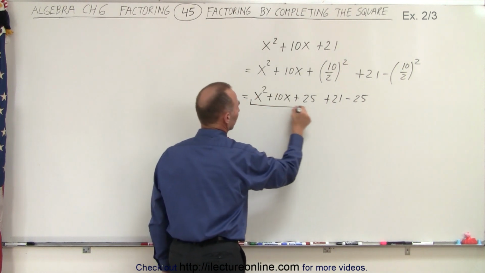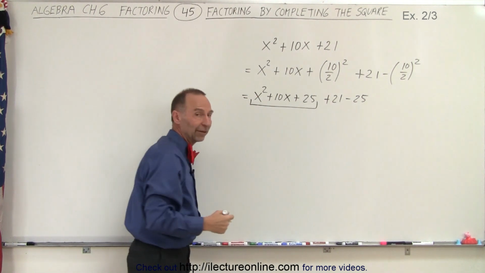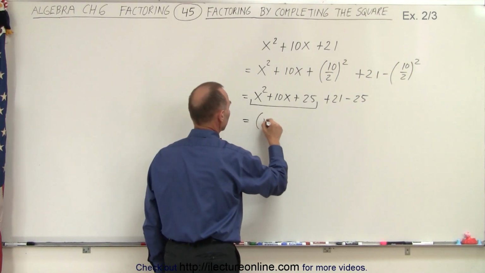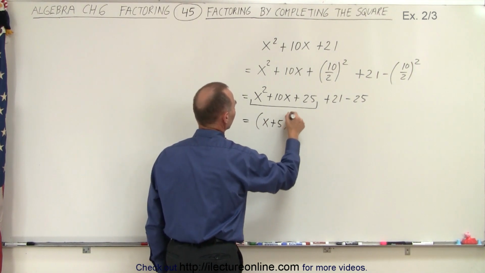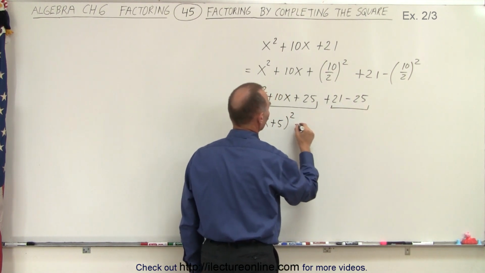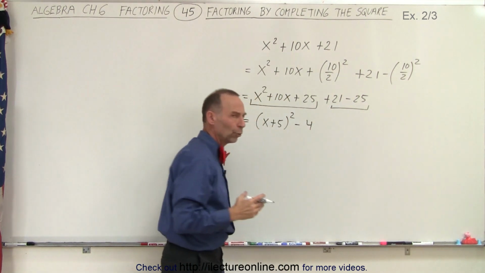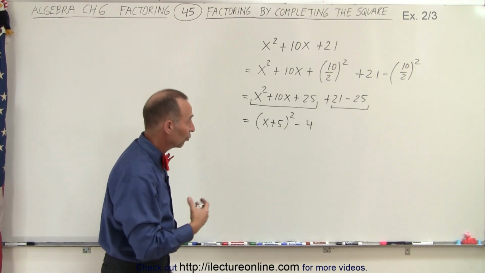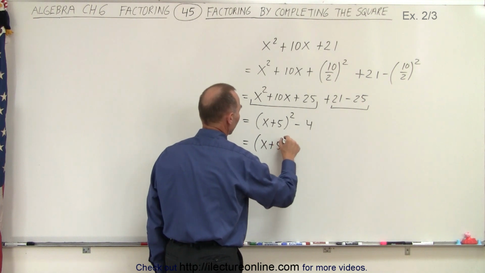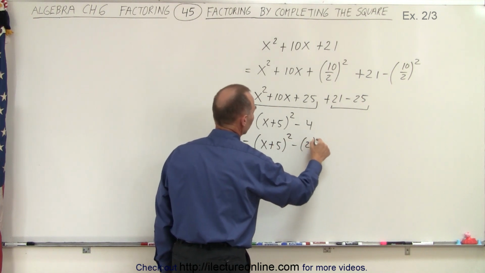So when you take a look at the first three terms, we realize that's a perfect square. We can factor that, and this therefore becomes the quantity x plus 5 squared. And the last two here, when we add those two together, that gives us a minus 4. And then you realize that a 4 can be written as 2 squared. So this is equal to the quantity x plus 5 squared minus the quantity 2 squared.